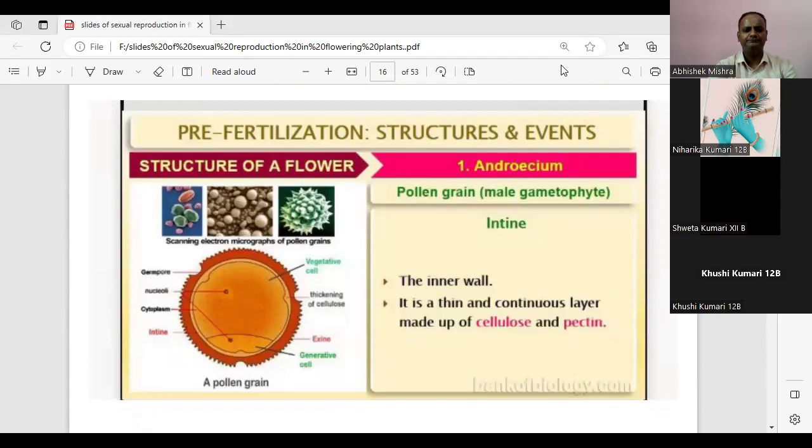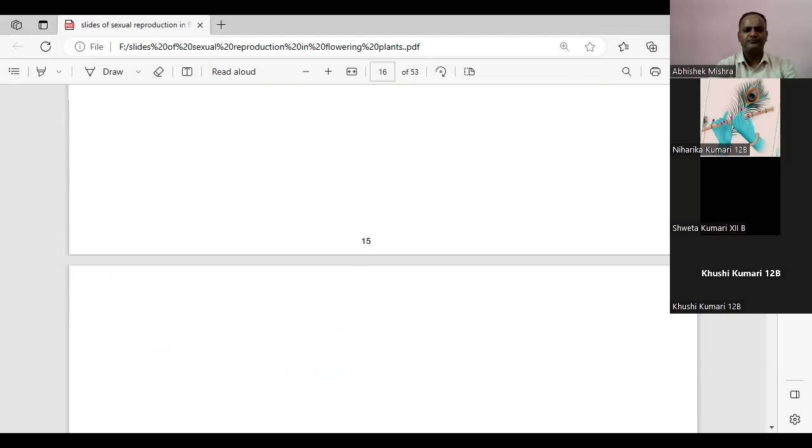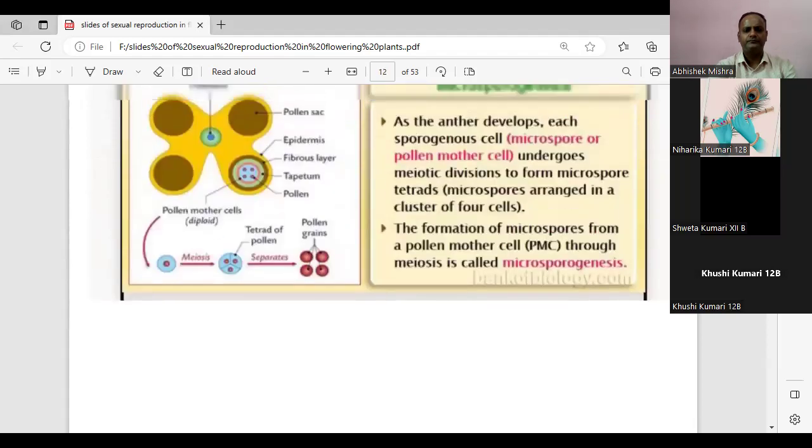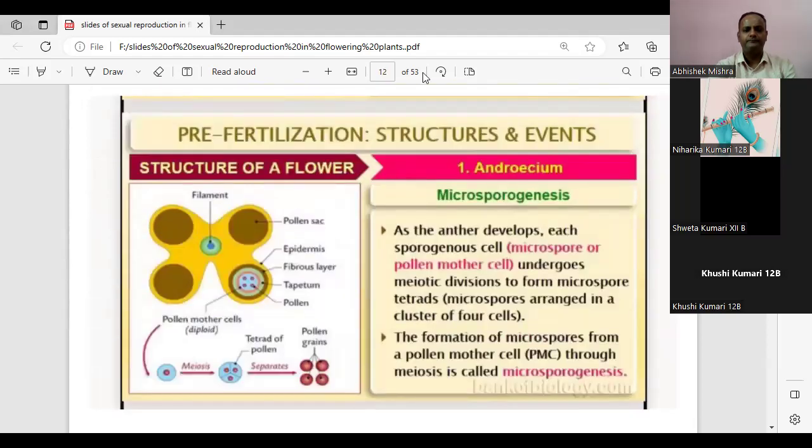Yes, the answers have come. Okay, Khushi has given the answer. I want all the students to send this answer in the chat box. Let me see. No, Shweta. Microspore mother cell, that is the pollen mother cell. Yes, Shivam, correct. Khushi Kumari, correct. Niharika also correct. Yes. Now, Khushi Anand, I'm sharing this answer with you all.